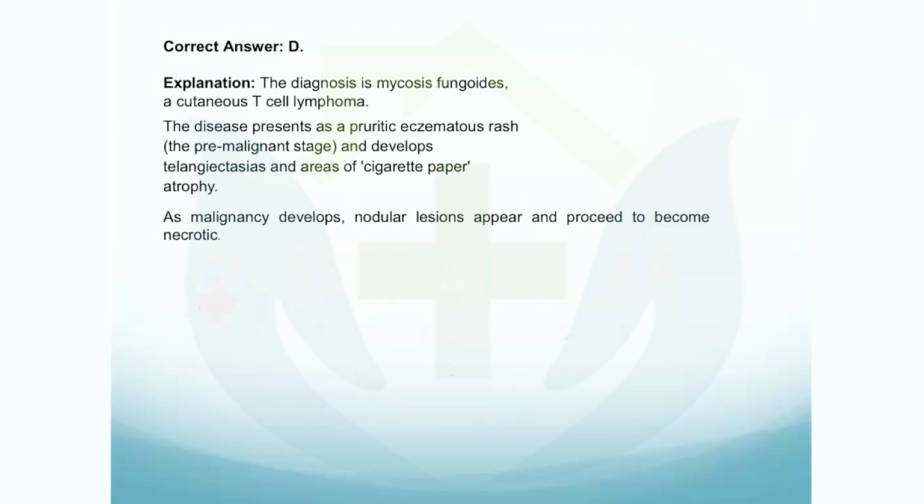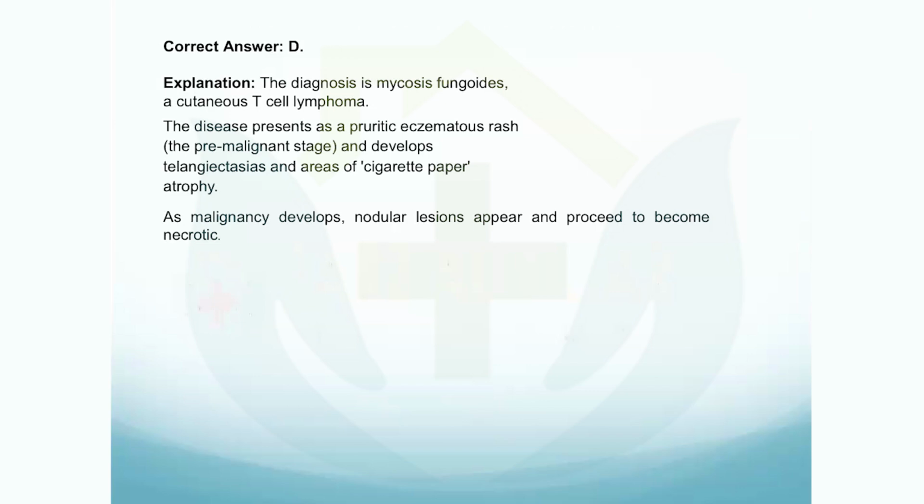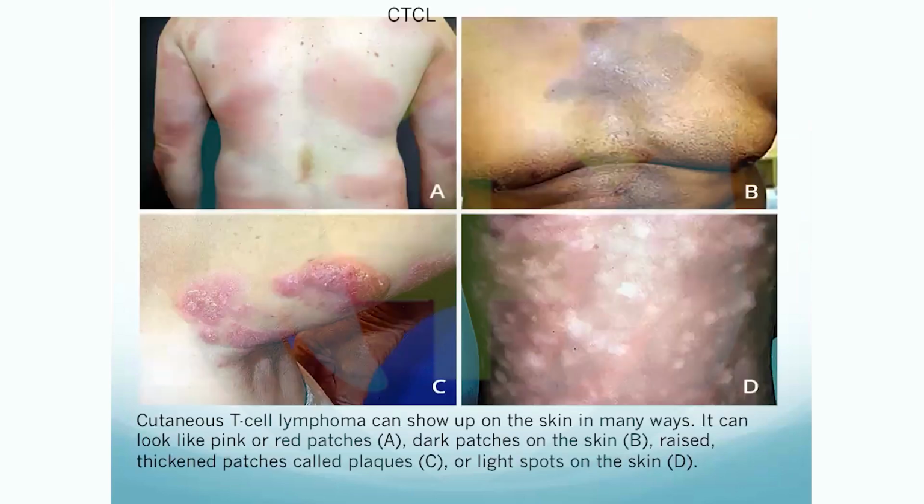It presents as a pruritic eczematous rash, which is a pre-malignant stage, and it develops telangiectasia and cigarette paper atrophy when the disease becomes old. And as the malignancy develops, nodular lesions appear and proceed to become necrotic at places. As you have seen in the previous slide, you can see these areas of necrosis. Whenever you see lesions like this, remember, most likely it's T cell lymphoma.